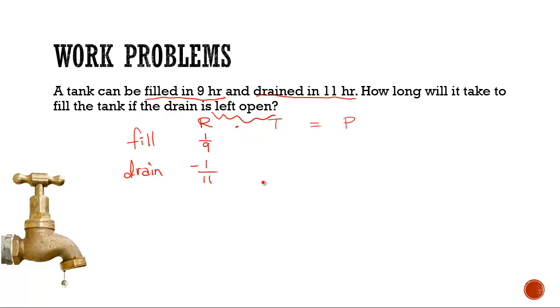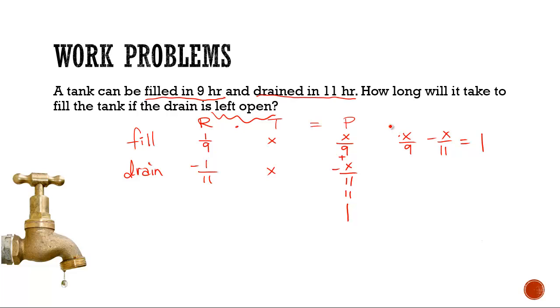Again, they're working together. So some problems will tell you, oh, the drain was open for, it was filling for 3 hours. How long would the other one work? And then you would put x. But in this case, it's working together. So let's say they're both x or both t. So that's x over 9 and negative x over 11. And together, you want it to complete one whole tank. So that's x over 9 minus x over 11 equals 1.